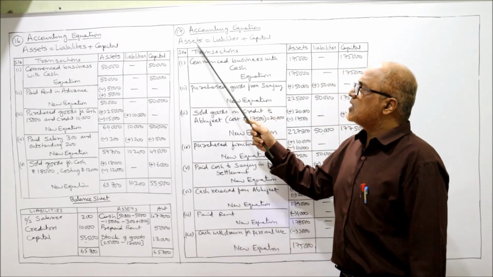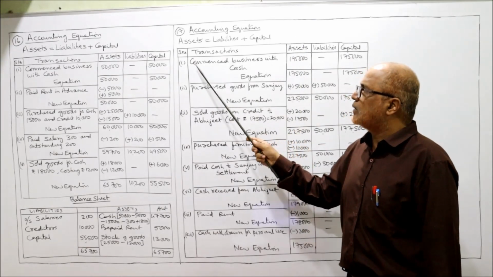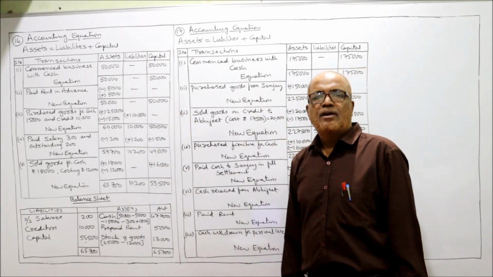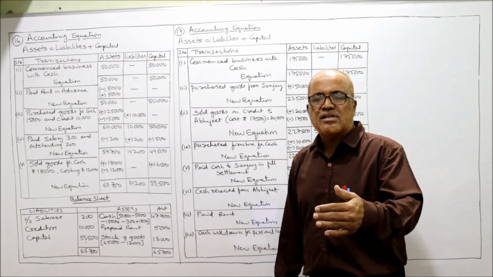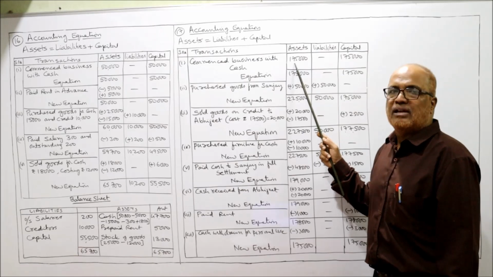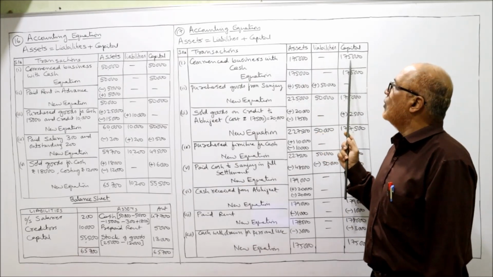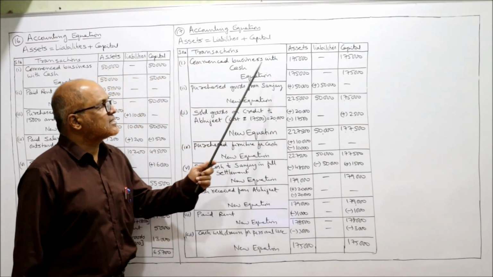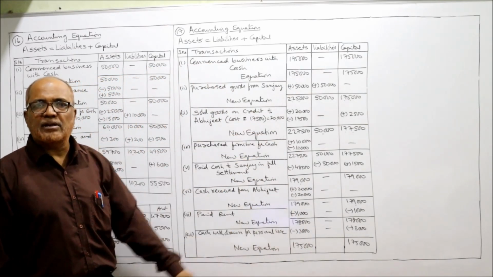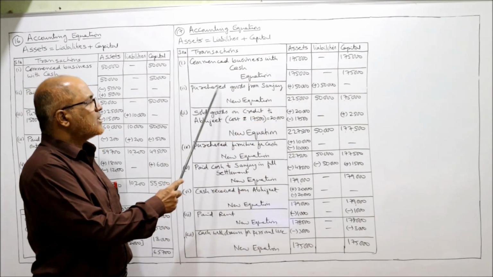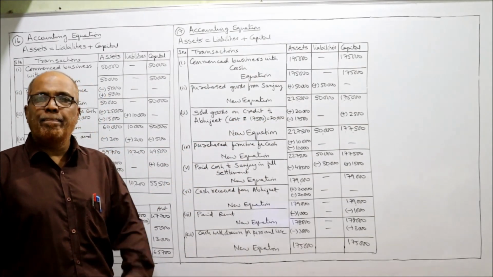Now, accounting equation, assets is equal to liabilities plus capital. First one, commenced business with cash. Just now the same. When the owner started the business, cash comes in. So bank asset column 1,75,000, capital column 1,75,000. Our assets increased by 1,75,000 and capital will increase by 1,75,000. That's the first.